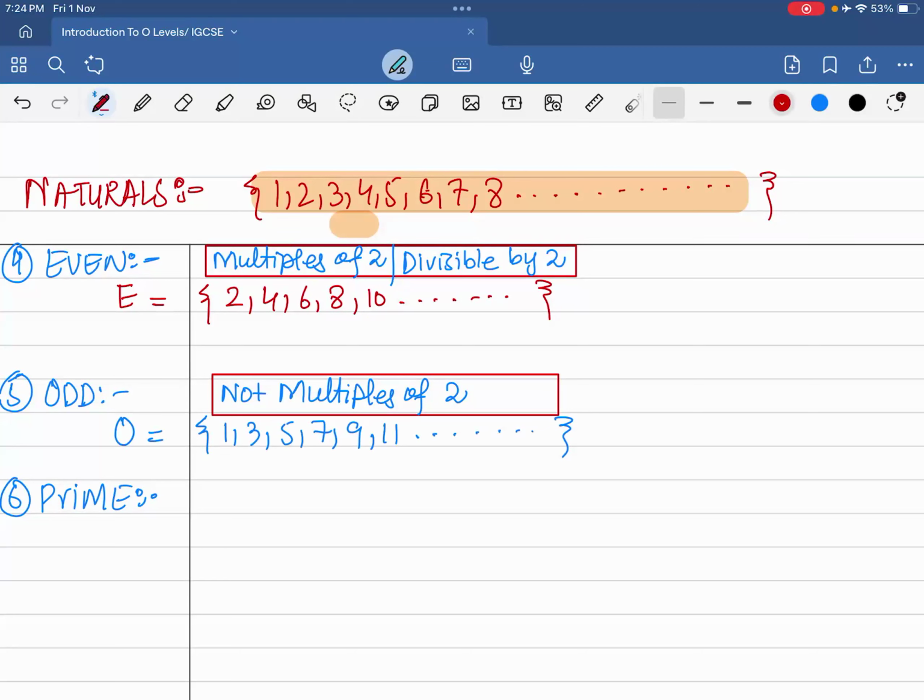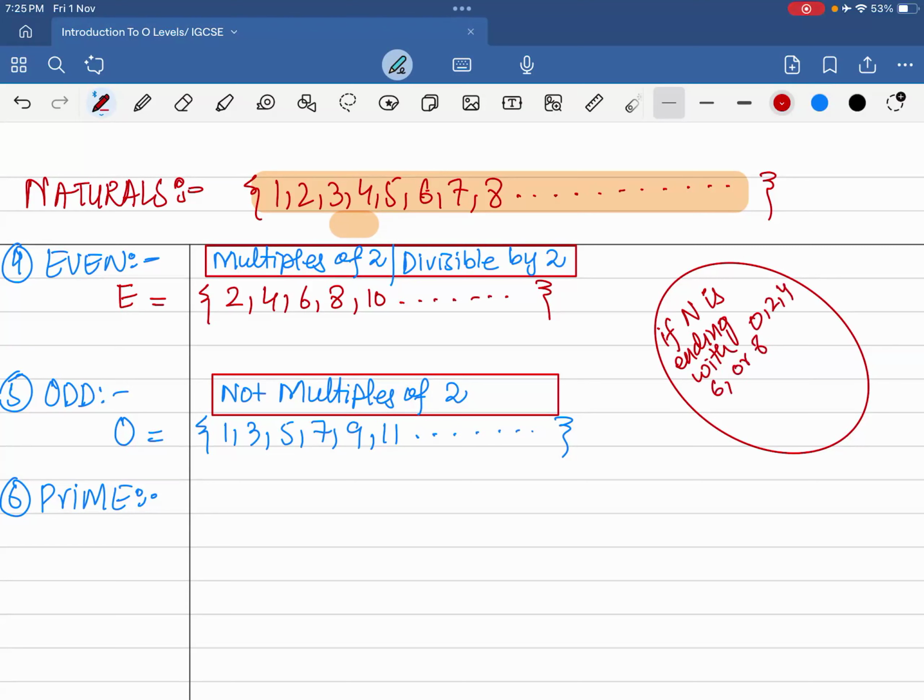Okay, now let me write here a tidbit. That tidbit is that if a number is ending with 0, 2, 4, 6, or 8, then that's even. So that's an even number. Like for example, please pay attention.